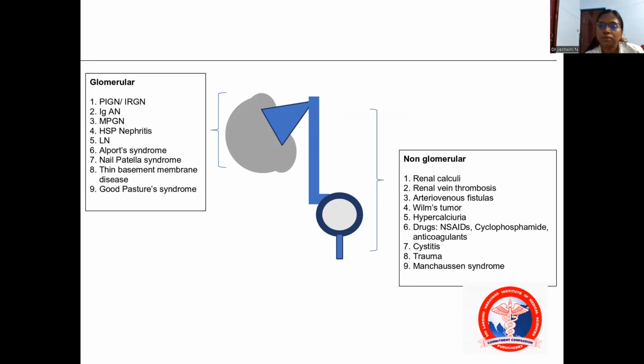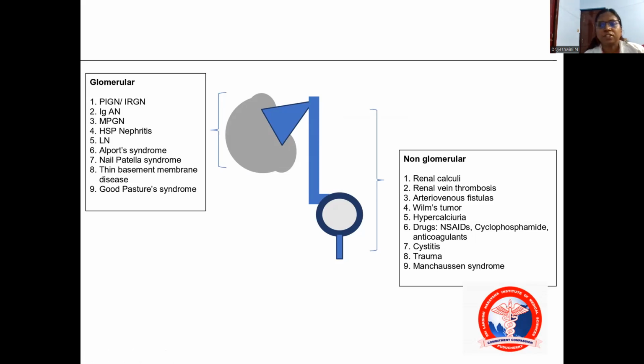Non-glomerular hematuria will be from the pelvic calyceal system, right? So it could be vascular causes like renal vein thrombosis, AV fistula, some calculus, or some tumors like Wilms tumor, hypercalciuria, or drugs which can cause hematuria, or cause kidney injury, like cyclophosphamide, which can cause hemorrhagic cystitis, or NSAIDs, anticoagulants, cystitis, infection of your bladder. Okay, so there is glomerular cause and then non-glomerular cause.